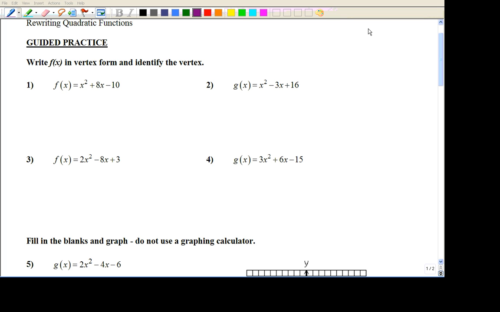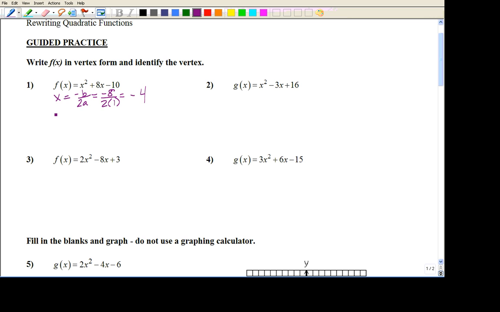Okay, so write f of x in vertex form and identify the vertex. For f of x equals x squared plus 8x minus 10. Your book would show this doing it a different way, but I think we should go a little bit simpler route and just find the vertex and use that to write the equation. So remember the x value for the vertex is x equals negative b over 2a. So we'll get negative 8 over 2 times a, which is 1. So negative 8 divided by 2 is negative 4.